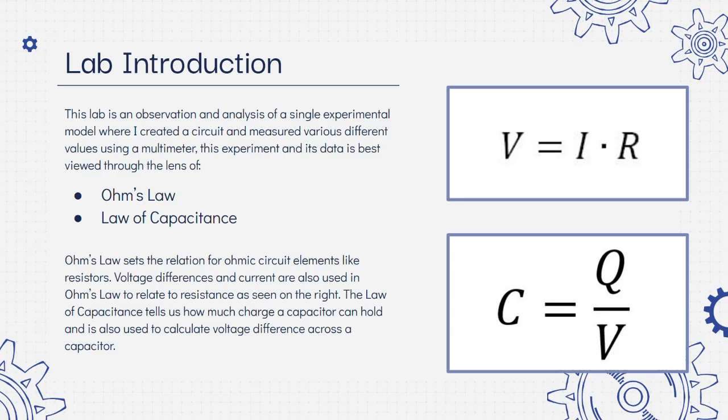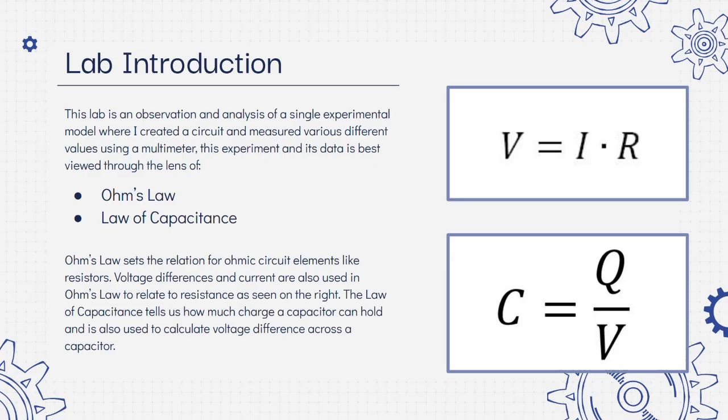This is an observation lab with a single experimental model, and I created a circuit, and we measured various different basic models using a multimeter. The point of this experiment was to just experiment with circuits. So the data from this lab is best viewed through Ohm's law and the law of capacitance.